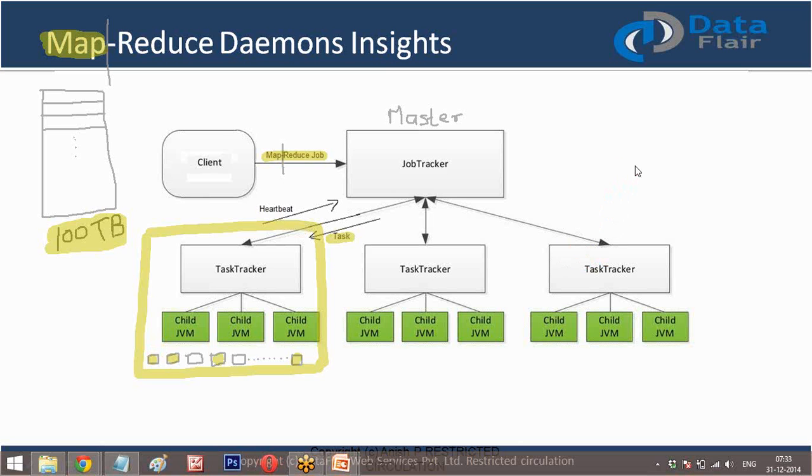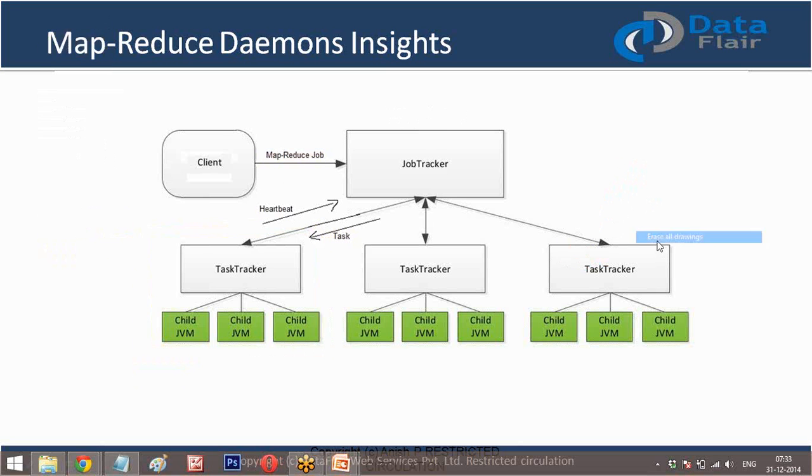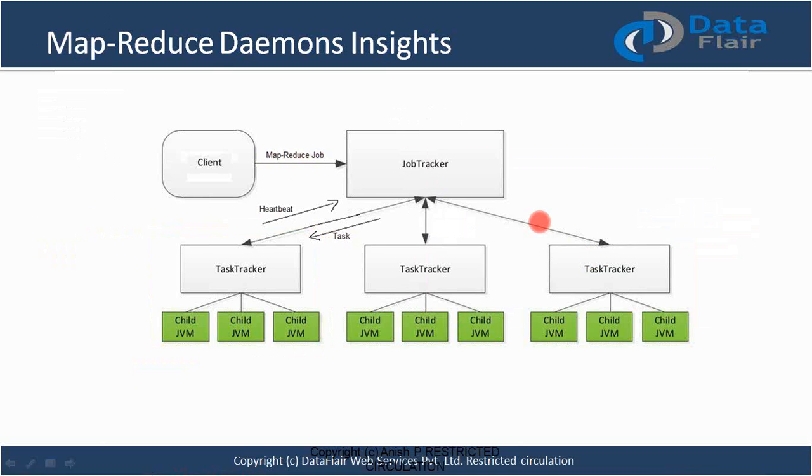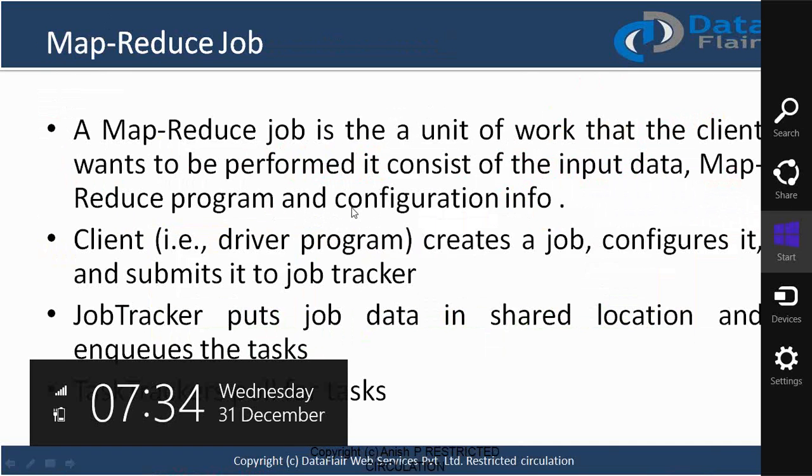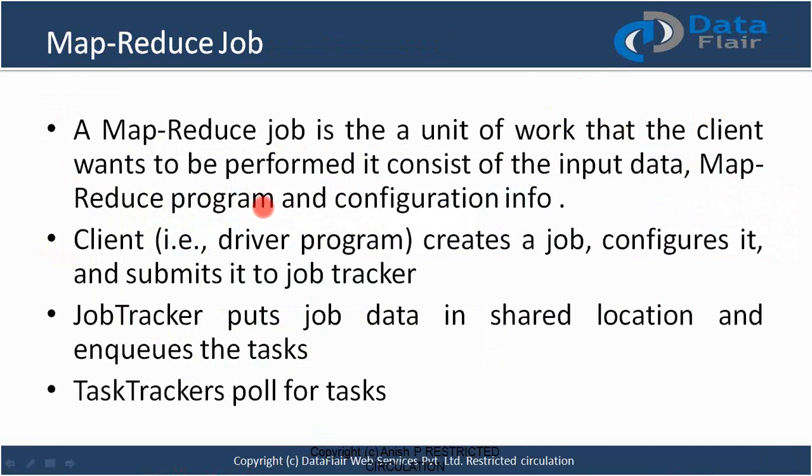Okay, let me clear this drawing. Let me go back and now explain the MapReduce job, one slide that I skipped. A MapReduce job is the unit of work that the client wants to be performed. It consists of input data, right guys? The user already submitted the data in HDFS. Then the MapReduce program and configuration info.